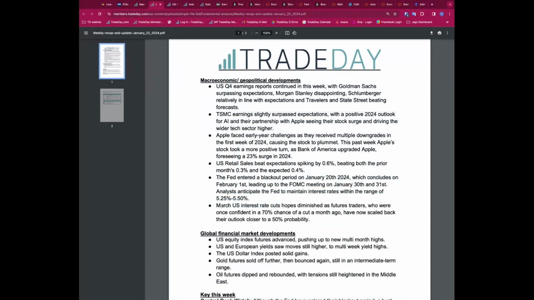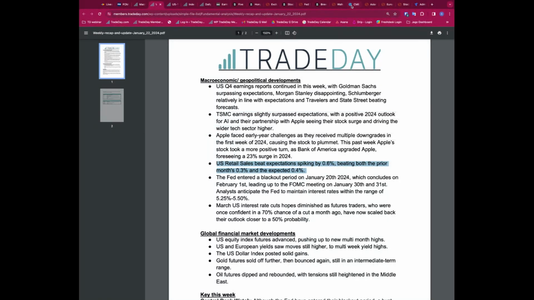But look, March US interest rate cut hopes diminished as futures traders who were once confident of a 70% chance of a cut a month ago have now scaled back close to 50%. We were talking about that all last week, and the move really came off that US retail sales data on that day. We also had comments from some of the Fed speakers, more middle ground, not hawks, not doves, fairly hawkish, pushing back on an earlier rate cut in March.